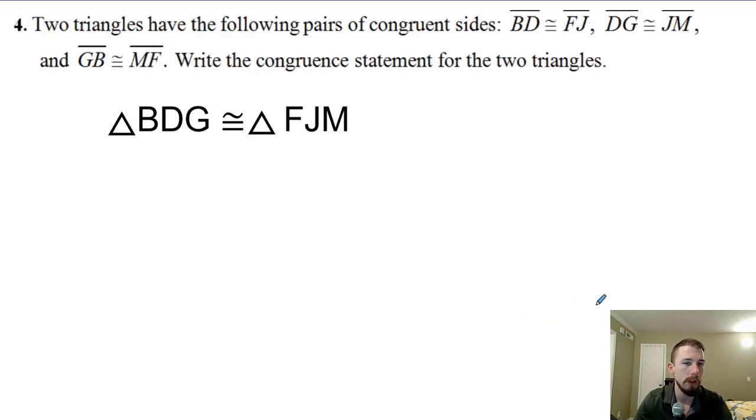All right, two triangles have the following pairs of congruent sides given there. Write a congruency statement for the two triangles. So BD is the first two, so I'm going to line that one up with FJ. Then DG, which is the last two, I'm going to line that up with JM, the last two. And then GB, last and first, goes with MF, last and first. So we know we got it. There would be our congruency statement.